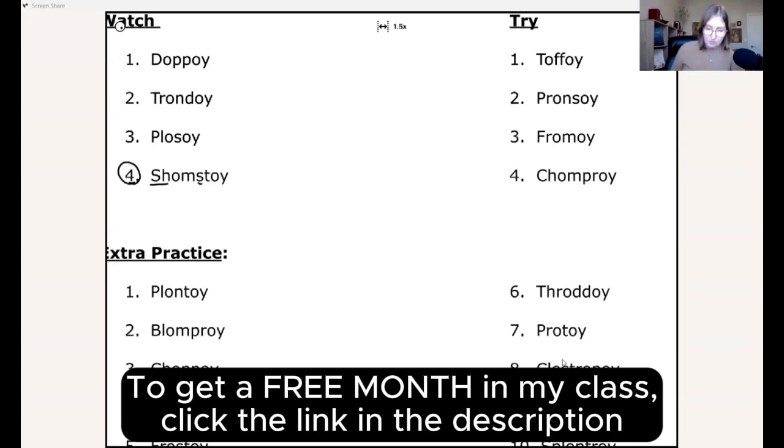Okay, this O is going to say ah because of the tap 2 rule. OY says oi. Our sounds are sh, ah, s, t, oi. Shamstoi. Making sure that we pronounce the SH and the S correctly. Shamstoi. Now let's play around with this word a little bit.